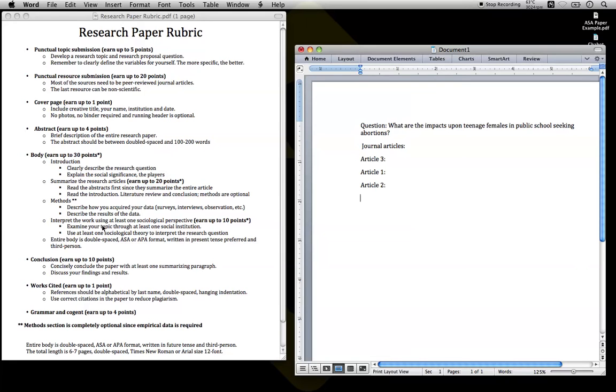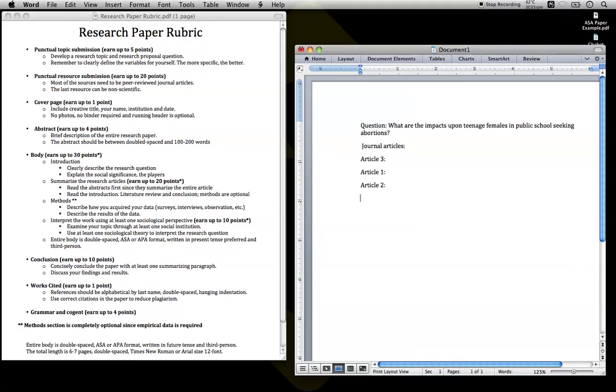Now I'll be looking for this, since it's up to 10 points of the body. Very, very important. Now, which sociological perspective should I use? Should I use the functional approach? If so, how are abortions and the public school system functional within society? Or perhaps this is conflictual. Are there limited resources in public schools? Are there limited resources for teenagers that are seeking abortions?